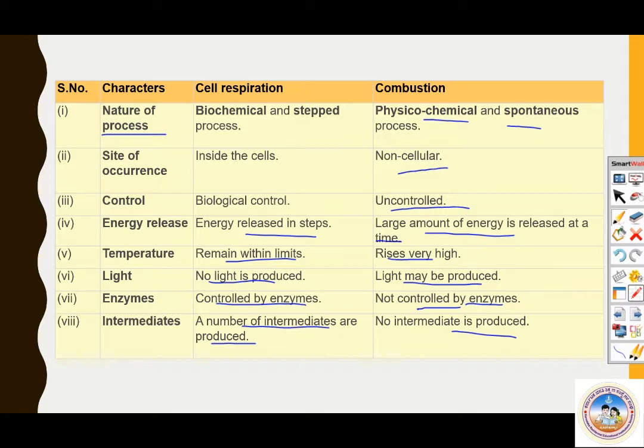And no light is produced, definitely. Or else, imagine, children, whenever you're inhaling, there would always be light coming out. Am I clear to you? So there is no light coming out. And definitely it is always controlled by your enzymes. And of course there are a number of intermediates. You know about glycolysis and the Krebs cycle. You have lots of intermediates produced in between.